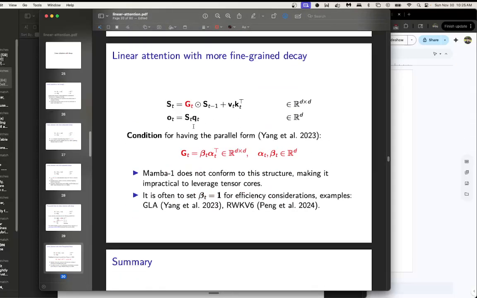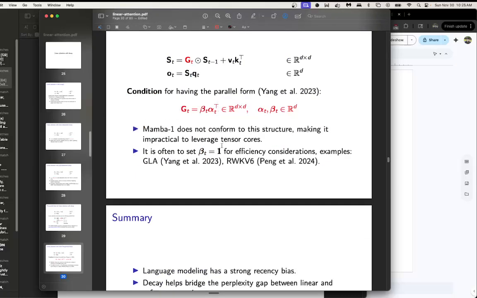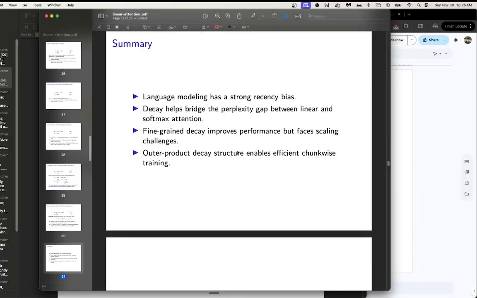And then finally, some people looked at more fine-grained decay, using basically this outer product here between beta and alpha vectors to get a D by D matrix. S is also D by D, so you have a term for every single value in S of t, and you can do a matrix multiplication here. And yeah, some things like RWKV have looked at this. But still more work to be done.